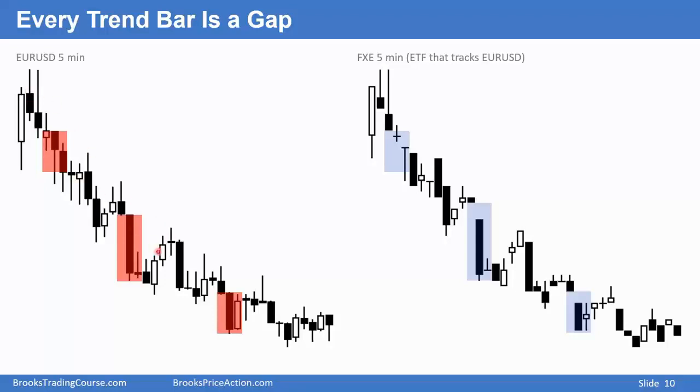If I'm just looking at the euro, I'm not seeing the gaps. If I'm just looking at the FXE, I'm seeing gaps, and they mean exactly the same thing. Whether or not you see gaps, or whether you simply see trend bars, a trend bar is a gap is a trend bar, and I trade them exactly the same way.